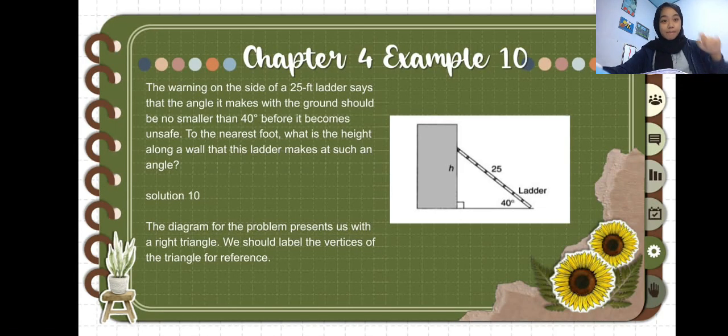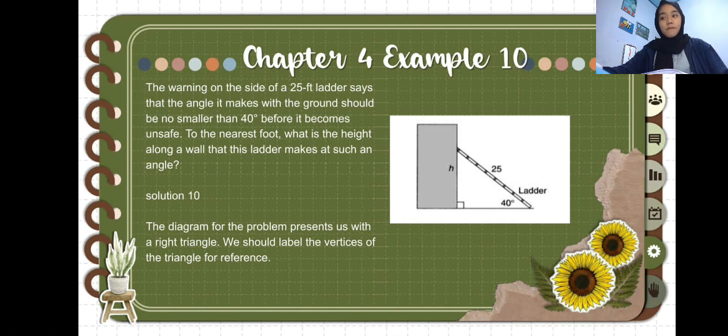Chapter 4, Example 10. The warning on the side of a 25 feet ladder says that the angle it makes with the ground should be no smaller than 40 degrees before it becomes unsafe. To the nearest foot, what is the height along a wall that this ladder makes at such an angle? Solution 10.